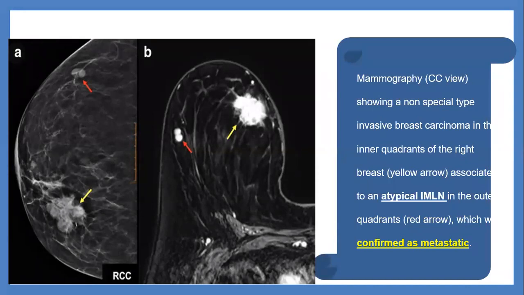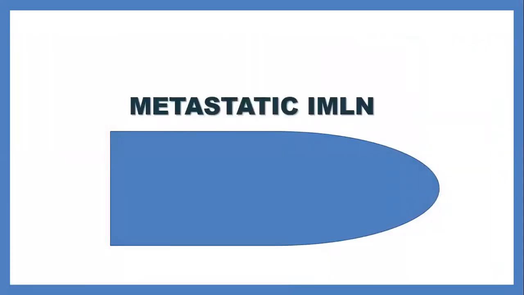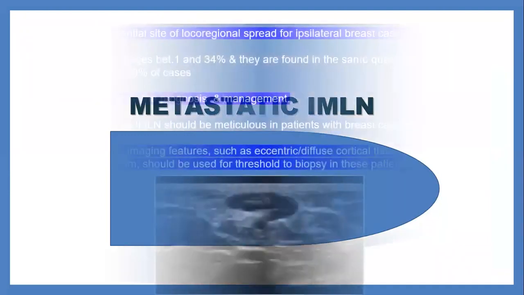Mammography showing invasive breast carcinoma in the inner quadrant of the right breast, associated with an atypical intramammary lymph node in the outer quadrant, proven to be metastatic. Confirmed as metastatic adenopathy. Okay, this I will not pass it. The cortex is not the typical lymph node. It is bulky like lymph nodes. So it is a metastatic lymph node from the mammogram.